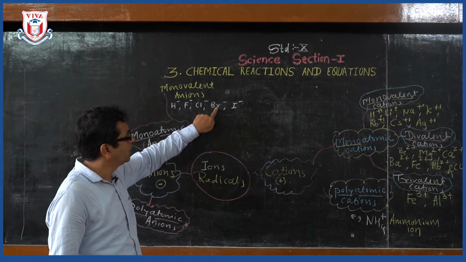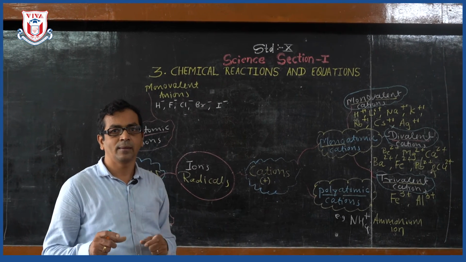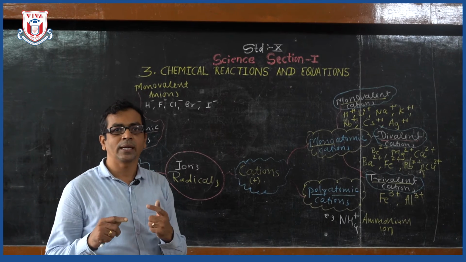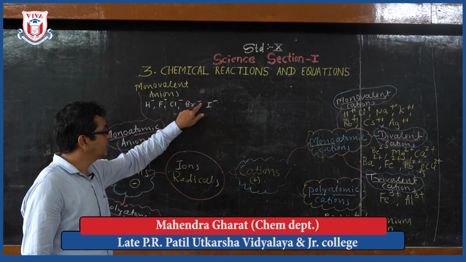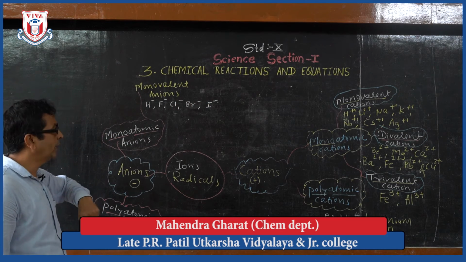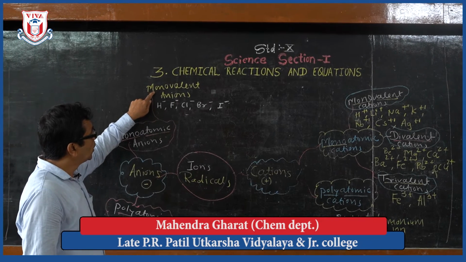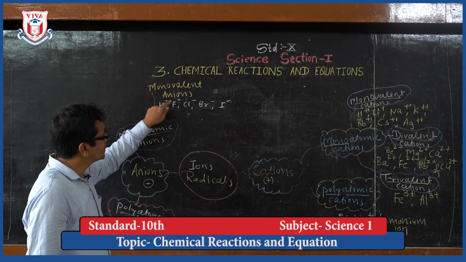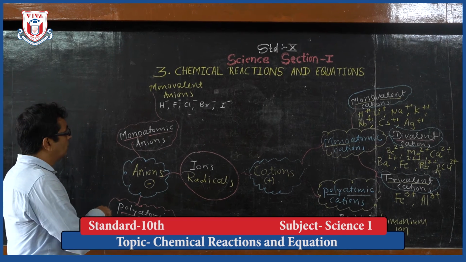Or bromine, iodine, they also contain 7 electrons in the outermost shell, and that's why to complete the octet they require one electron, and that's why they have a minus charge. Okay, so since they have valency 1, they are called monovalent, and since it is negative, it is called ions.